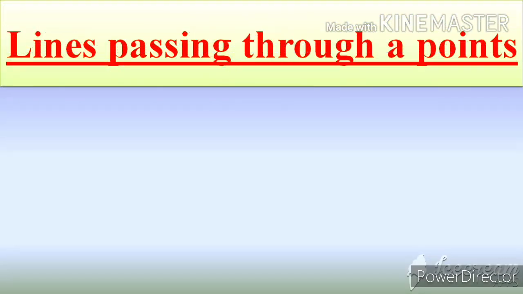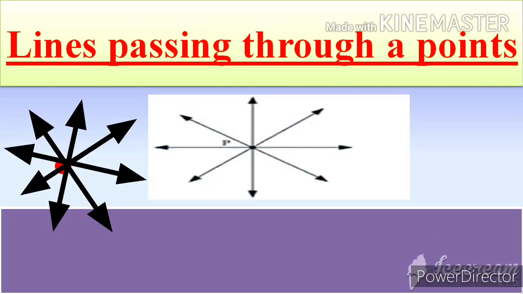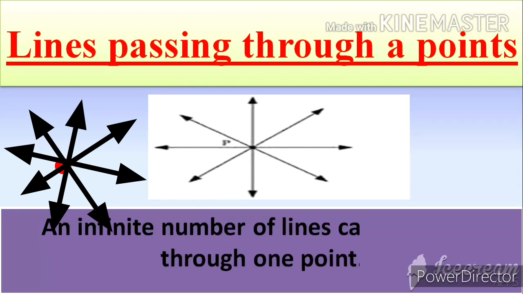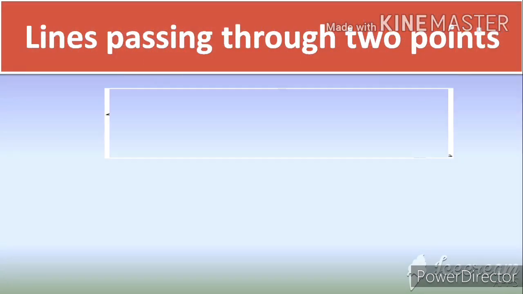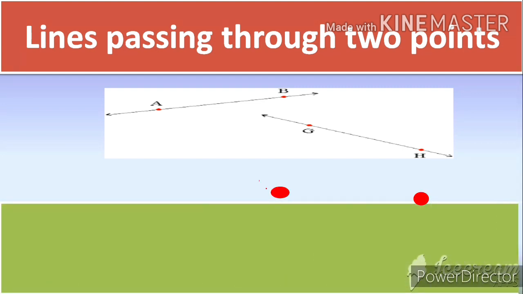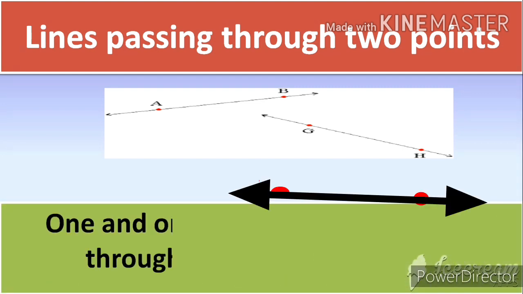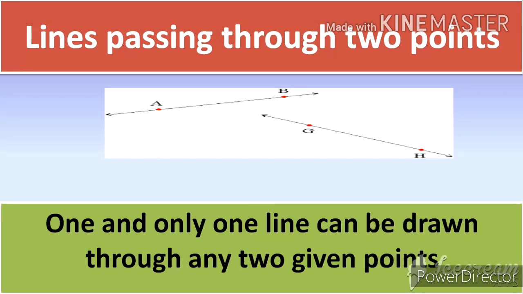Now student, how many lines are passing through a point? If you see in the figure, there is a point P. An infinite number of lines can be drawn through the point P. Infinite means innumerable, uncountable. If I ask how many lines can be drawn through 2 given points, one and only one line can be drawn through any 2 given points.